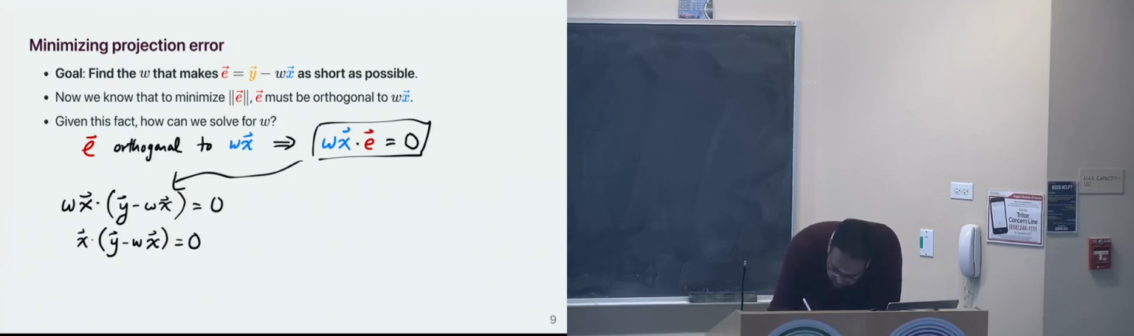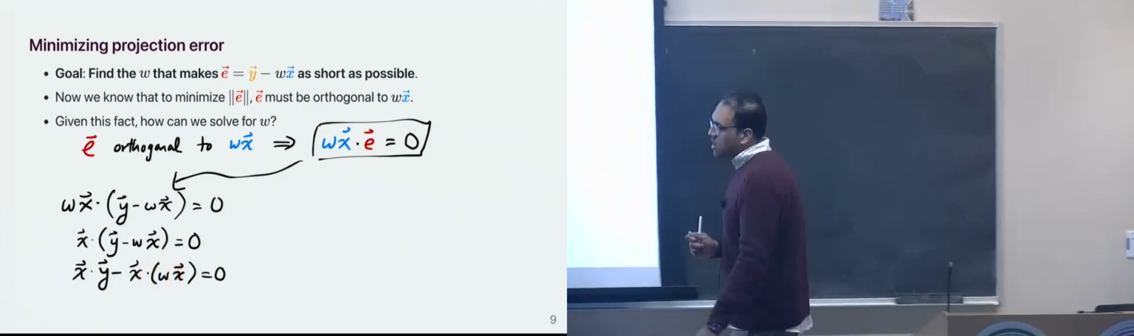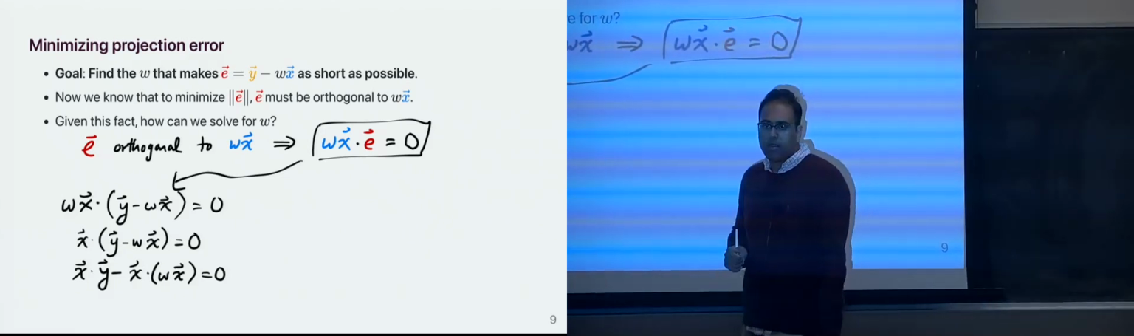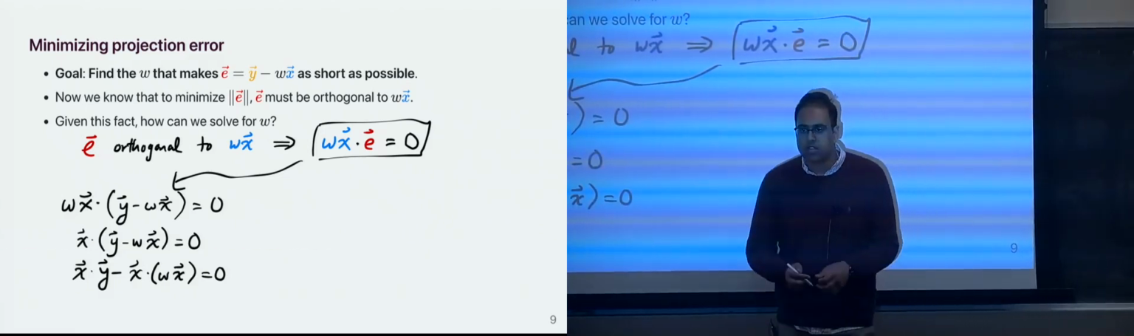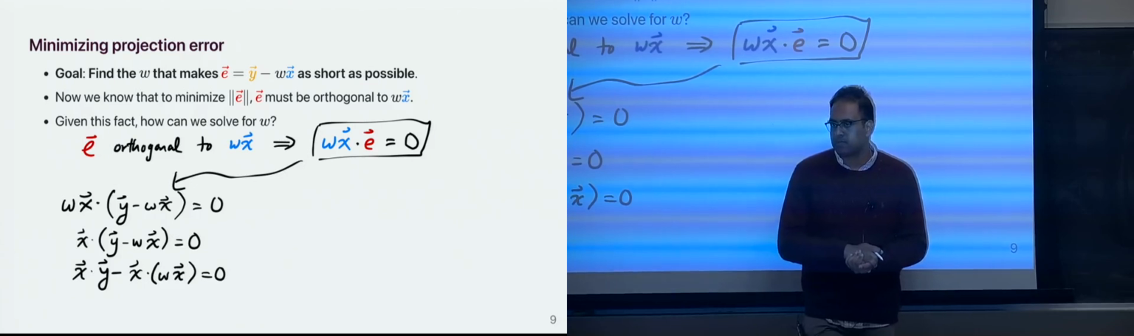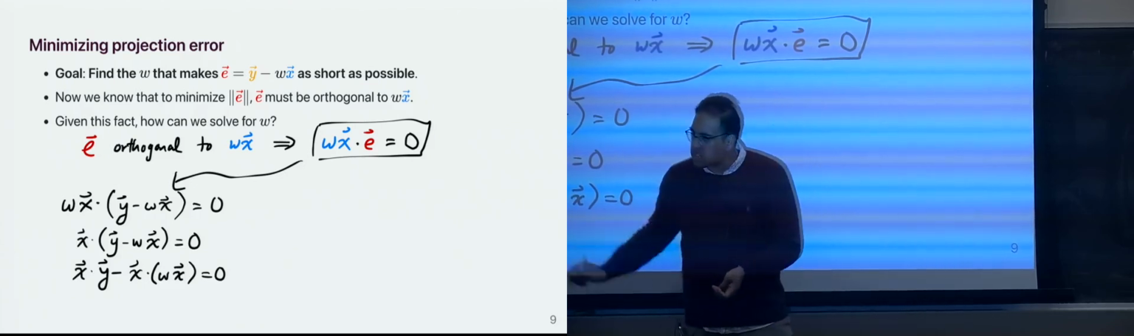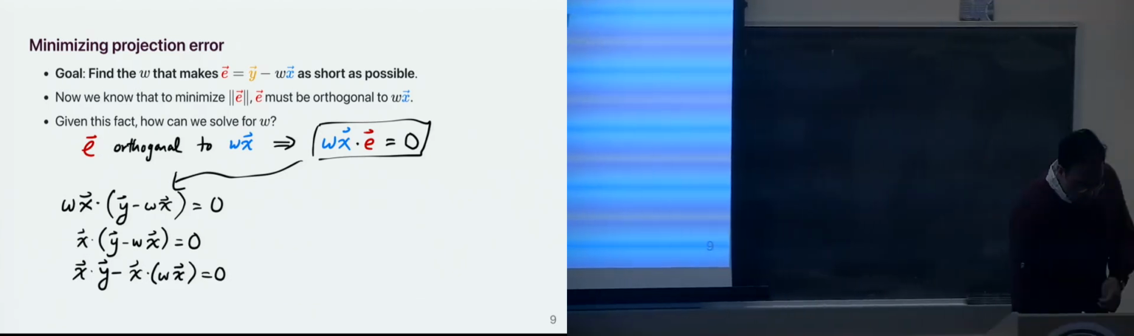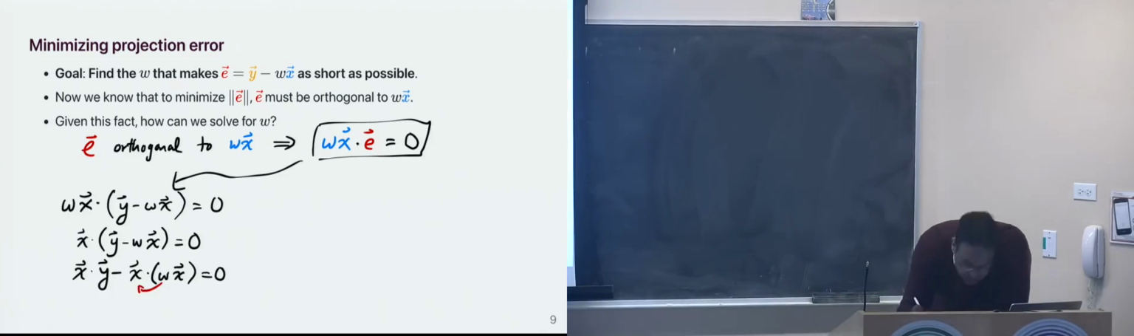Now, we need to use the distributive property of the dot product to separate these parentheses. And remember, my goal is to isolate for w here. Like, I need to say w equals something. How can I do that? How can I isolate for w here? It's just a constant, right? The w is just a single scalar constant, which means I can pull it out of here. And I can write this as x dot y minus w x dot x equals 0.